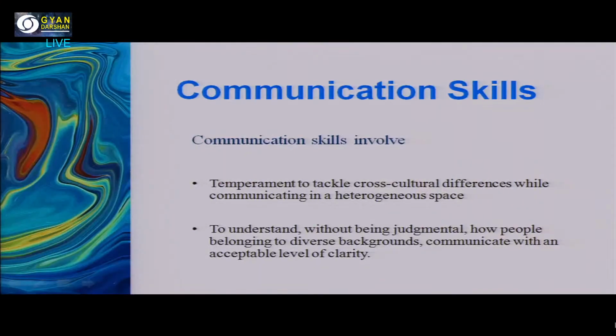Now, this is very, very important. While communicating, you have to keep in mind the cross-cultural differences, because you probably are communicating in a heterogeneous society or a heterogeneous space. So the cross-cultural differences and the cross-cultural understanding of the context are equally important. You also need to understand how people who belong to diverse backgrounds, or who communicate with a certain level of clarity, you cannot afford to be judgmental to them. You have to keep a very objective approach towards any kind of communication.